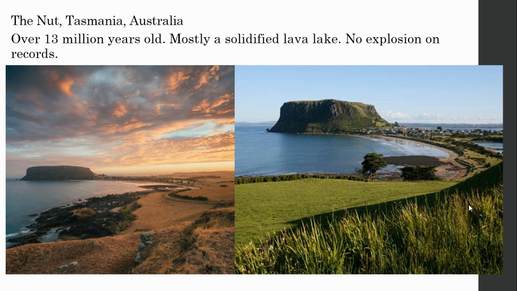Welcome back. So the Nut in Australia is an extinct volcano. There's no explosion on record, which means that we don't have any evidence that it's exploded any time since humans have been around or documenting these things. And it's very old, and it's mostly just a solidified lump of what it used to be now.